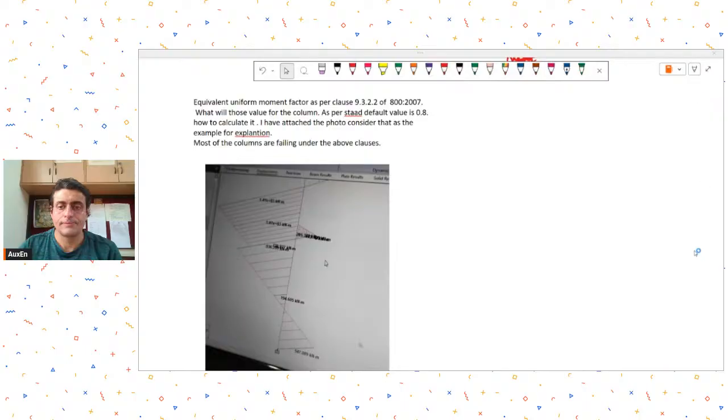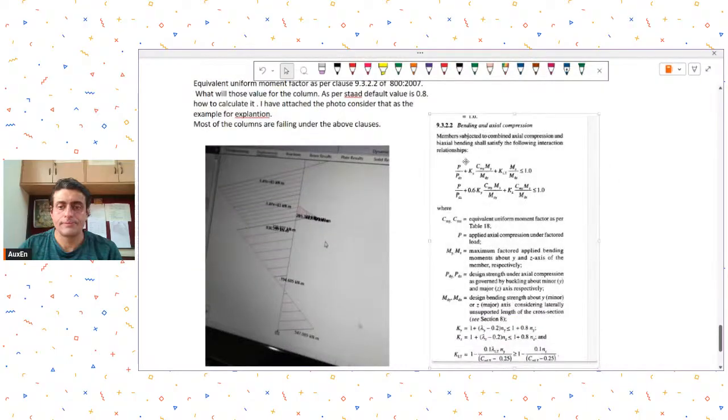and you were asking about the CMX, CMY. I'm just looking in the code for that clause. So see, most of the times columns will fail under this combined interaction, because for combined interaction you have to check for the axial loads as well as the moments. So obviously this is the most common clause when it comes to your utilization ratio checks in STAAD for steel members, so to say. So combined bending and compression.